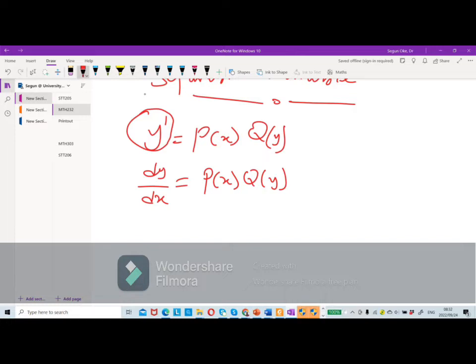So what are the things you need to do? Separate the x term and the y term. Integrate both sides. That is, step one is one of the things you need to do, just to try as much as possible.